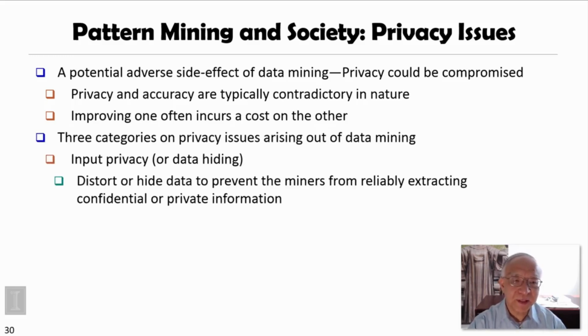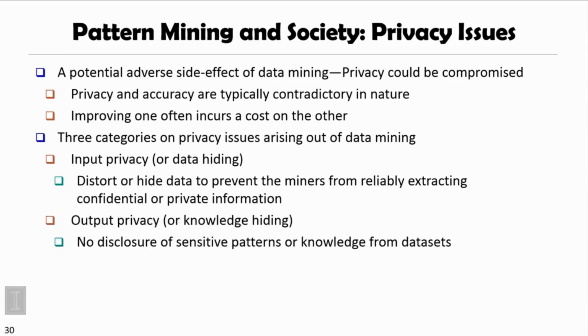The study generally focused on three categories of privacy. One we call input privacy, or you can think about it as data privacy. Essentially, how do we hide data? We can distort data, we can hide data to prevent data miners from reliably extracting confidential or private information.